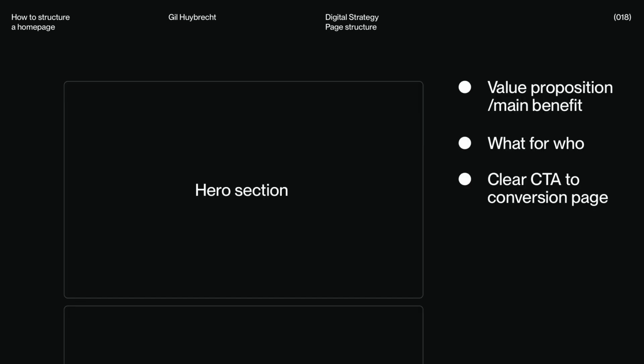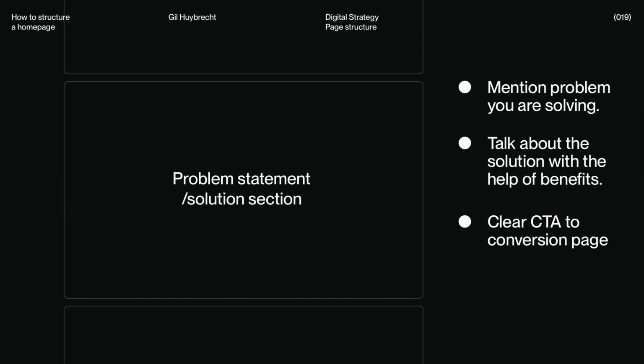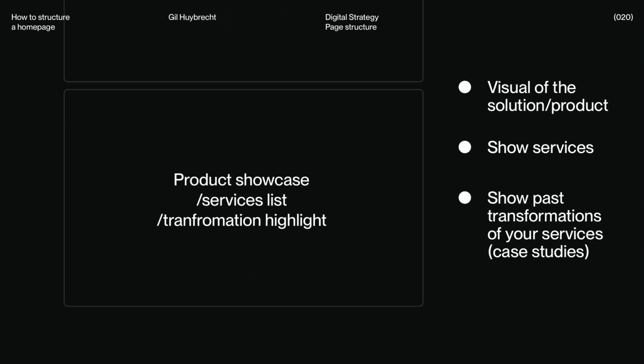So let's look at a quick overview of what we just talked about. We start with the hero section, where we have the value proposition, what we do for who, together with a clear call to action. Then we have the problem and solution statement, where we mention the problem we're solving, we use benefits to highlight the solution, and once again we have a clear call to action. And lastly, we have the product, services or transformation highlight. These three sections are definitely the most important parts of the homepage, so focus on getting these down.